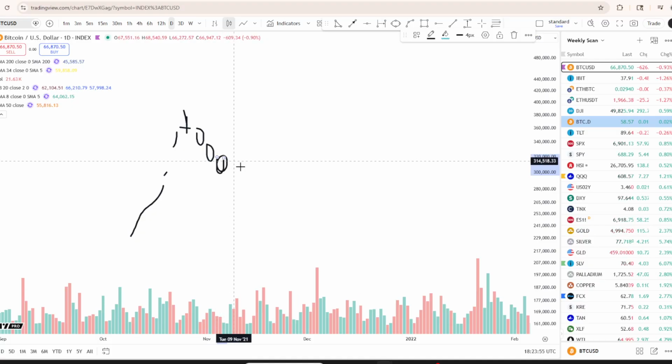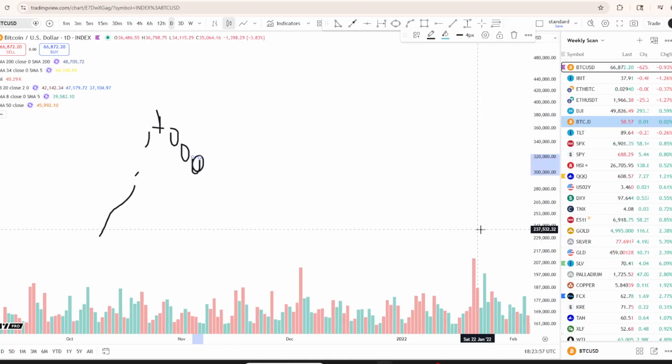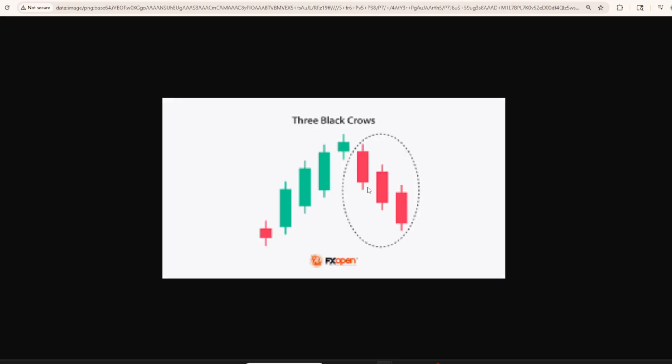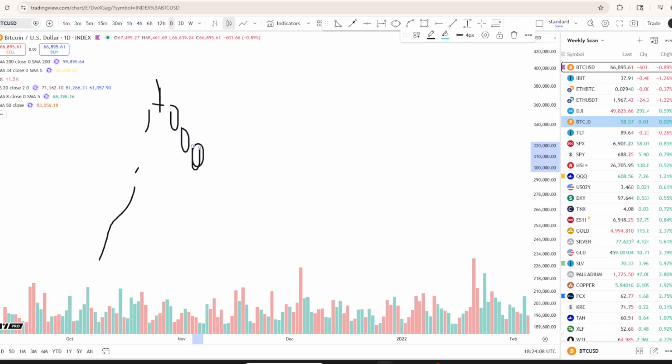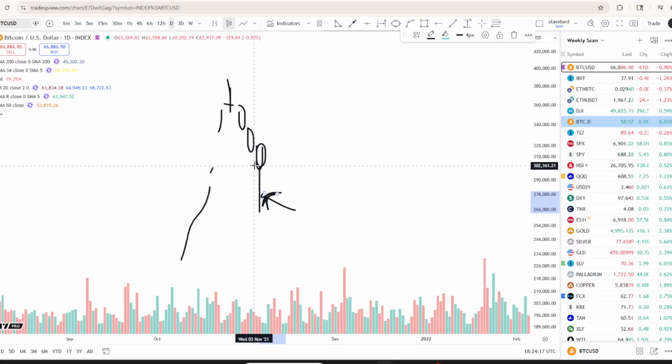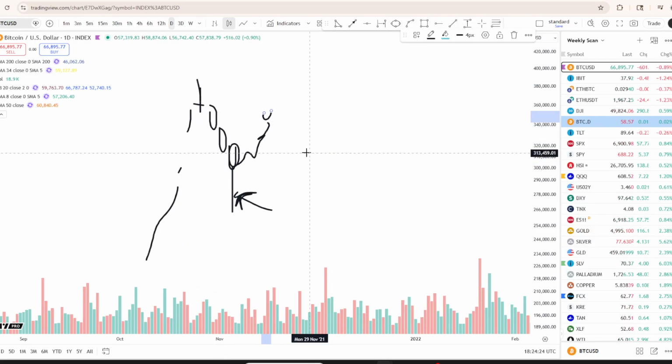Now, there's different requirements, right? In theory, for these black crows, I'll go back to this first image, you ideally have a close near the low of the session, each of those three candles, right? Because if, for example, let's say on this third candle, you had a big lower wick, that would show you that there's some reversal and momentum going on. So rather than continuing down, it's likely to pause here and maybe continue back up and maybe put in a lower high or something like that. But it is generally a reversal pattern.